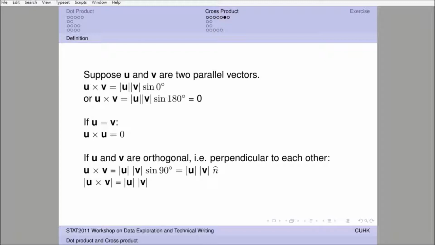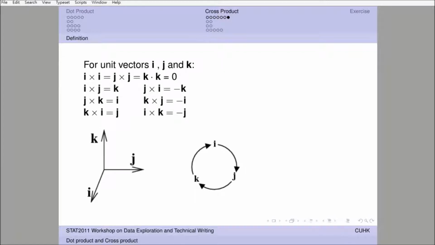In case of two parallel vectors, the cross product is zero, no matter whether the vectors are pointing in the same or different directions. For identical vectors, the cross product is also zero. If the two vectors are perpendicular to each other, their cross product is the length of u times length of v times unit vector n, while the magnitude of u cross v equals the length of u times length of v. For unit vectors i, j, and k, the cross product of itself is zero.